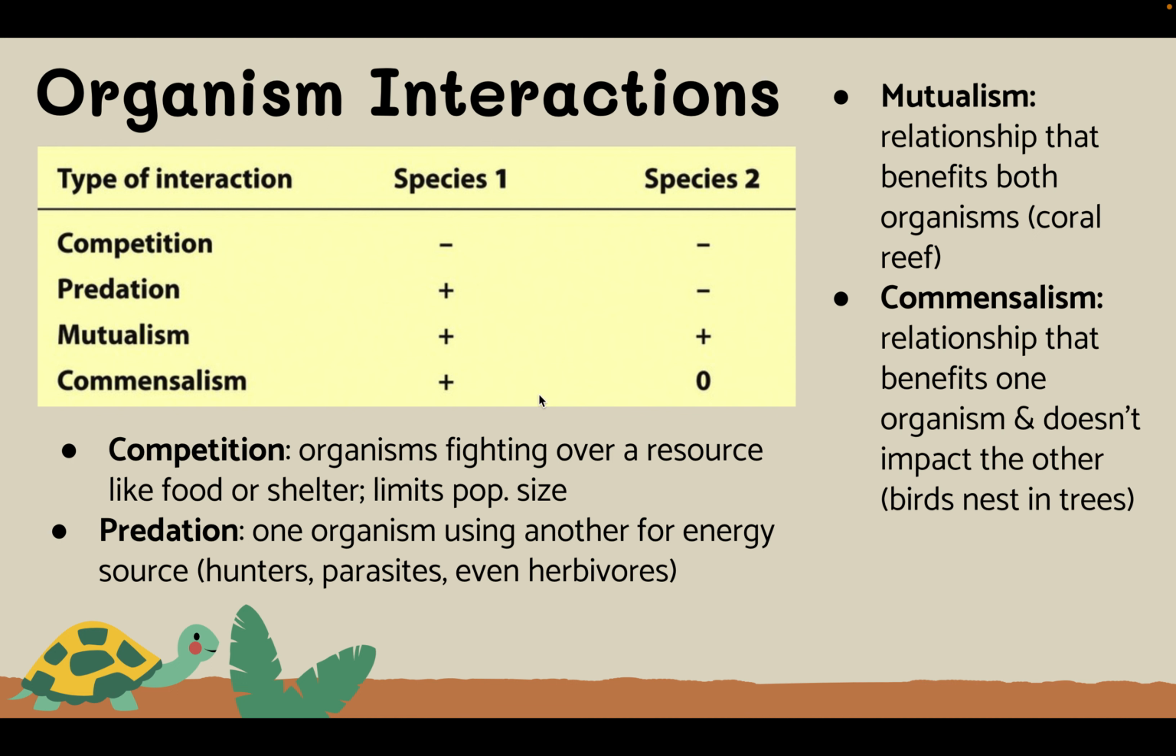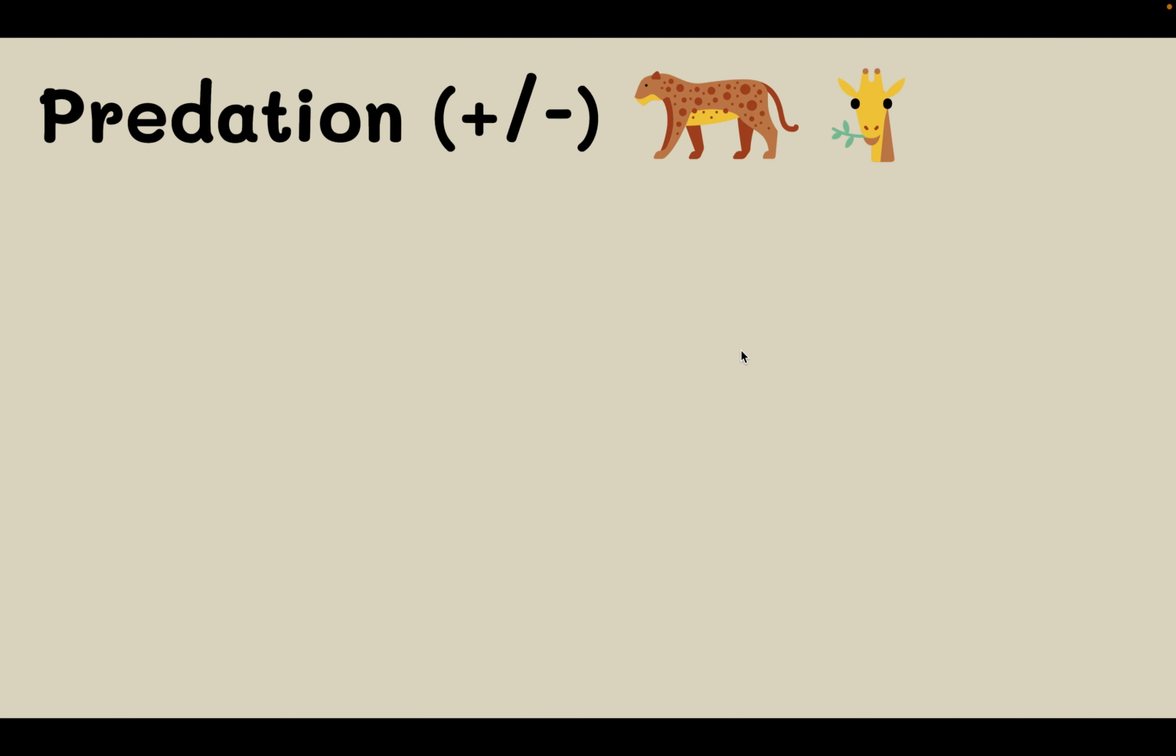And then lastly, the last organism interaction is commensalism. This is a relationship that benefits one organism and doesn't really impact the other positively or negatively. So it's good for one and just kind of, whatever for the other. So birds nesting in trees, it's good for the bird. That's its habitat. That's where it's living. It's its shelter. But the tree, it doesn't really matter. It's not hurting the tree. It's not helping the tree. It just is what it is.